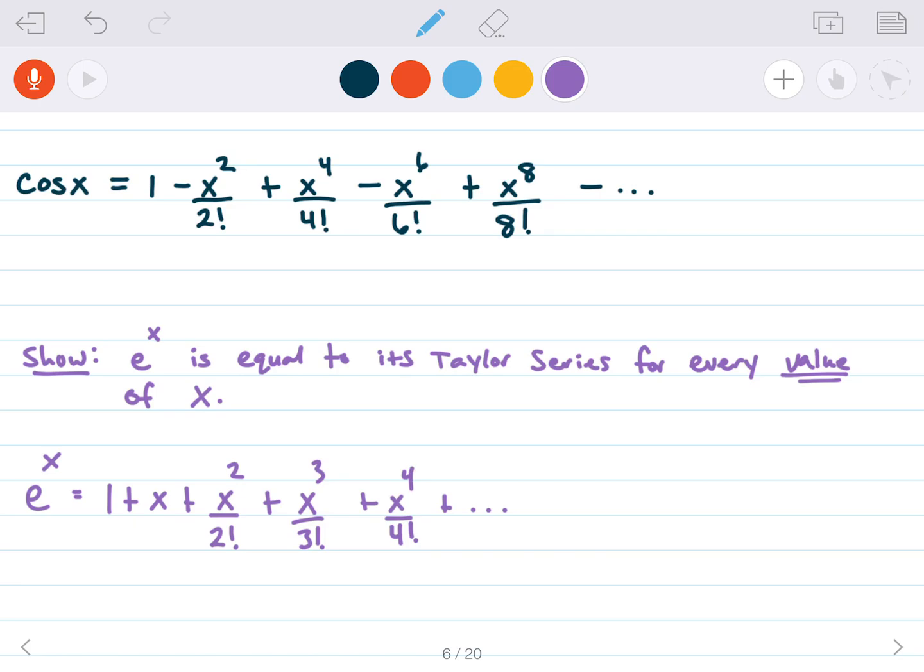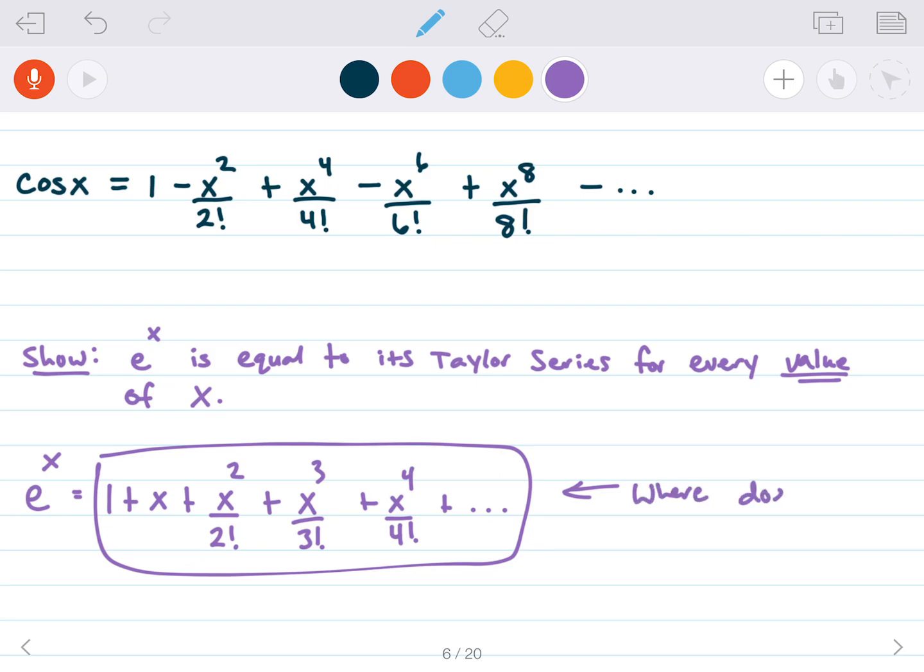Now, here's the strategy. I want to use the ratio test to see where this series converges. If the series diverges for any value of x, then we cannot say that the series equals e to the x for those x's, okay? So I want to see where does this converge? That's what I want to know. Where does this converge? So to do that, I need to use the ratio test.